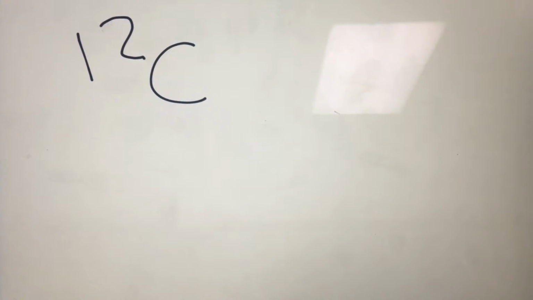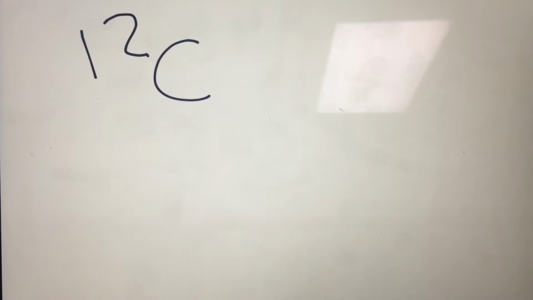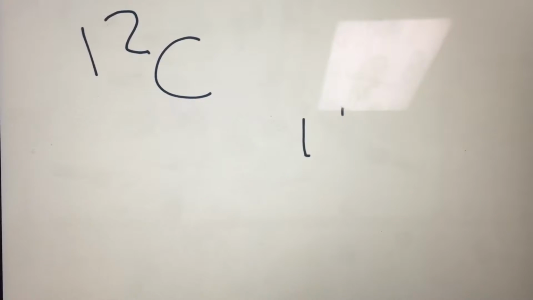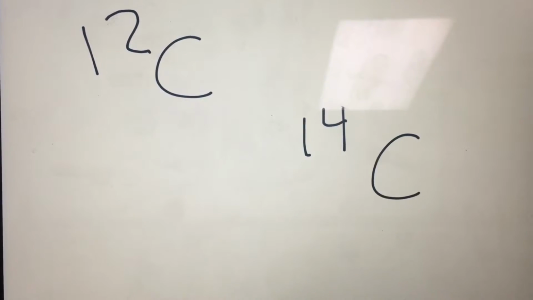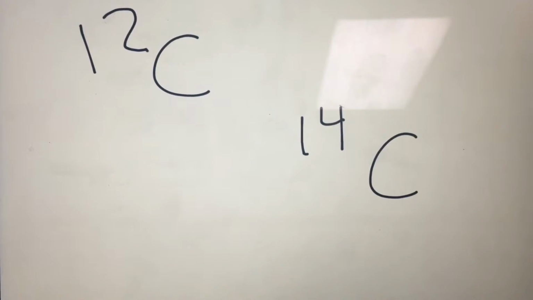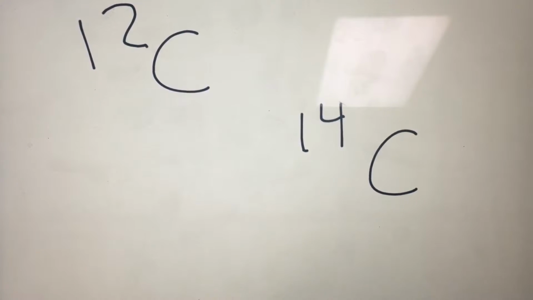The most common isotope of carbon has 6 protons and 6 neutrons. So, another naturally occurring carbon isotope has 6 protons and 8 neutrons. So it would be like this. Carbon-14 is an example of radioisotopes, or radioactive isotopes.